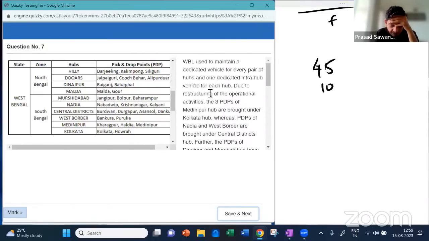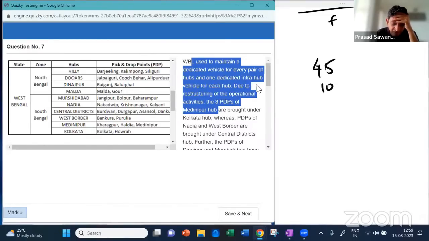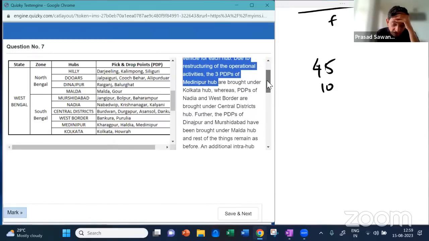What is this? Oh my. Used to maintain a dedicated vehicle for every pair of hubs and one dedicated intra hub vehicle for each hub, which is restructuring of operational activities. The PDPs for Medinipur hub are brought under Kolkata hub. Medinipur went under Kolkata. Whereas PDPs of Nadia and West border are brought under Central Districts hub. Okay, it was put in Central Districts. Okay, it went into the Central District hub. Okay.